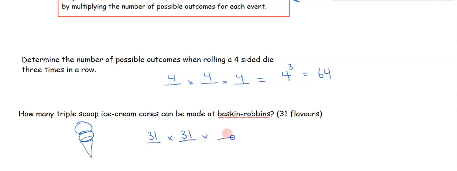And in the third one, again, you have 31 flavors. Now, 31 times 31 times 31, or in other words, 31 to the power of 3, gets really large. You have a total of 29,791 different outcomes.